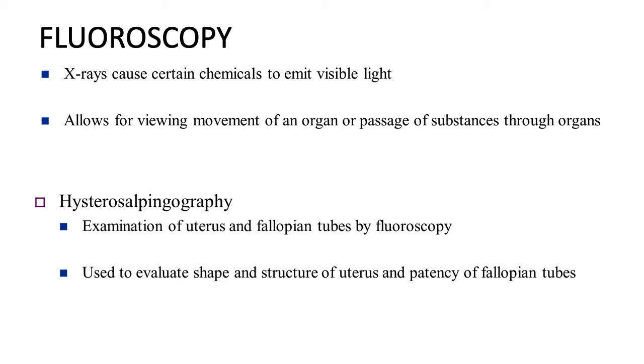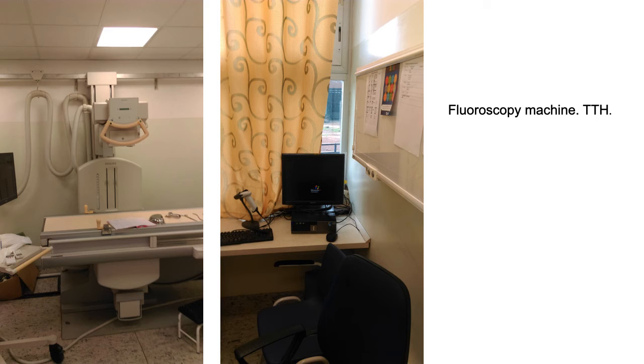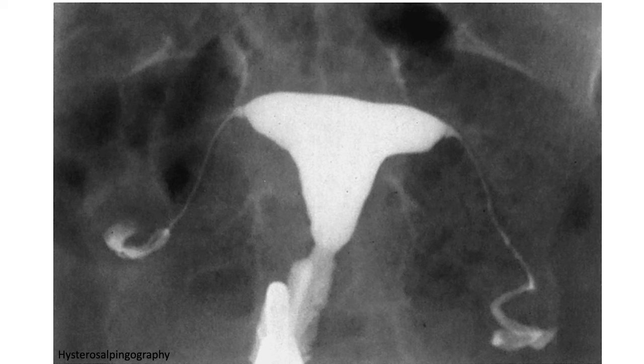One example study you can do with fluoroscopy is hysterosalpingography, which is very, very common in Ghana, just to know the shape and structure of the uterus and patency of the fallopian tubes. So this is a fluoroscopy machine, just a general X-ray room with a digital computer where we can see the movement of the organs. Okay, so this case is a case of hysterosalpingography.